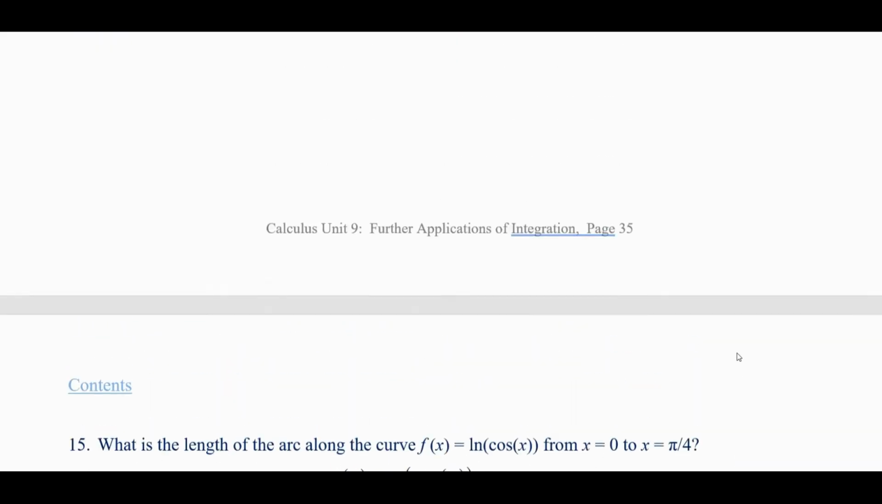Let's look at a couple more examples of computing arc lengths. So we introduced this in the previous video. Now it's your time to practice a couple of examples. So here's one for you to try. What is the length of the arc along the curve of f of x equals the natural logarithm of the cosine of x from x equals 0 to x equals pi over 4?